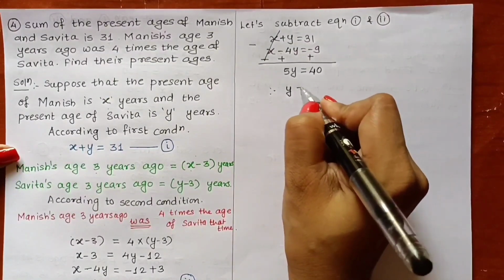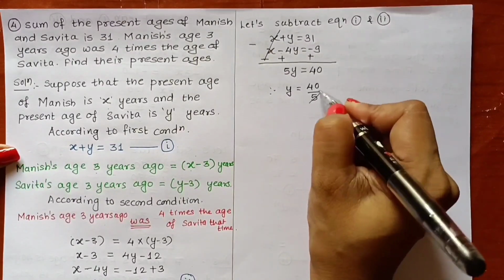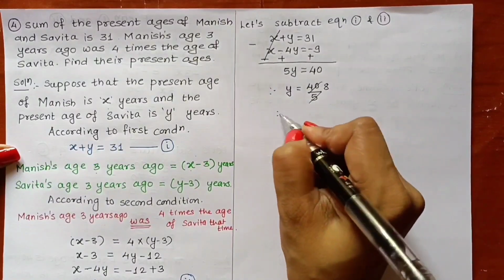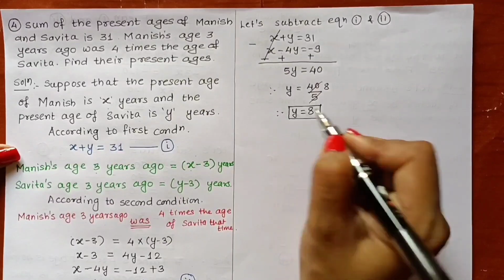And therefore y is equal to 40 upon 5. What is 40 upon 5? 5 ones are 5, 5 eights are 40. And hence y is equal to 8. Okay, so we have got y as 8.